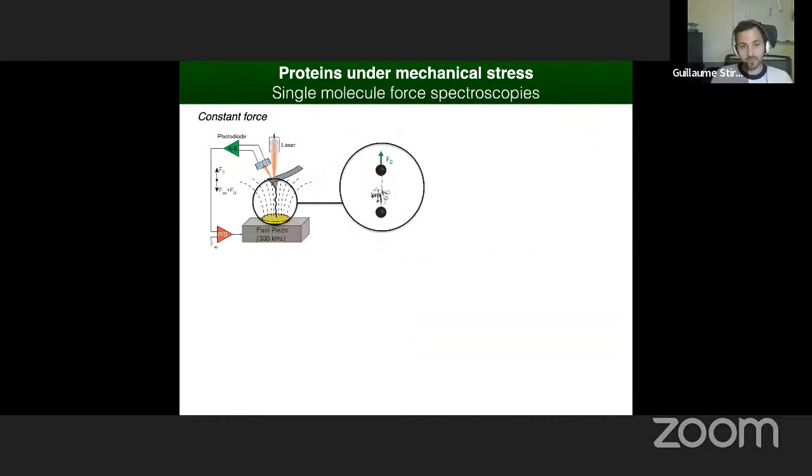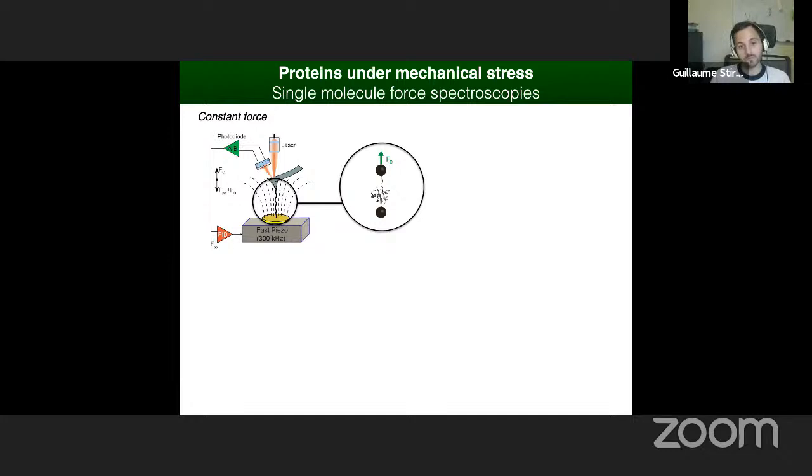The way they work in the experiment, and so the way we can mimic this kind of setup in the simulation, there are basically two big families of things you can do. One way to apply force is with a constant force. In the experiment, it's done using a feedback loop on the apparatus. Again, I won't go into the details. And this is something we can do as well in the simulation.